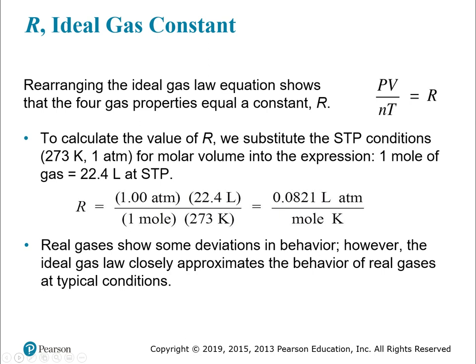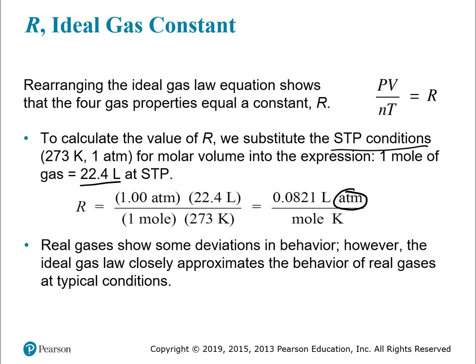If you rearrange the ideal gas law, you'll see that the pressure times the volume divided by the amount of gas in moles times the temperature gives you a constant. We can calculate the value of R if you take the STP conditions that we talked about, 273 Kelvin and 1 atmosphere. And we know that if we have those conditions, our volume is 22.4 liters. You put all of those numbers in and you get 0.0821 liter atmospheres per mole Kelvin. So that is the gas constant if you have pressure in atmospheres.